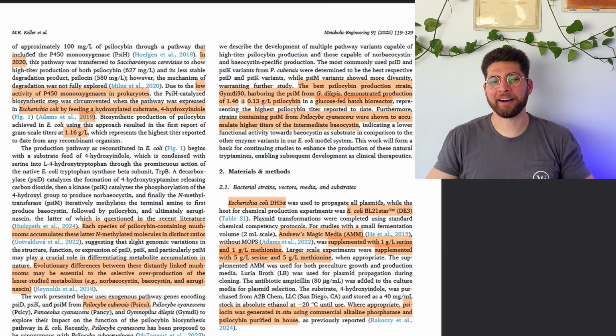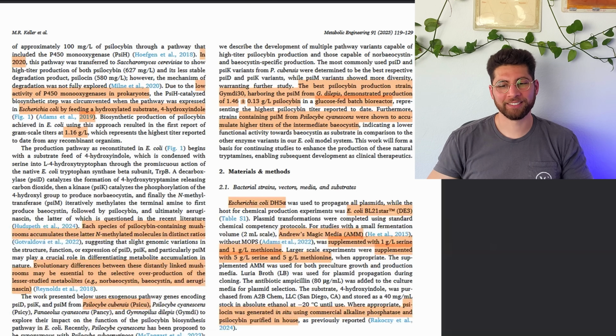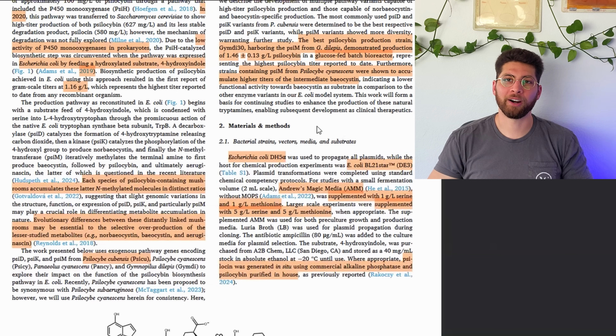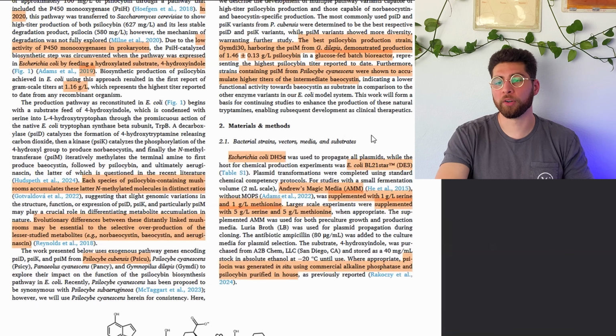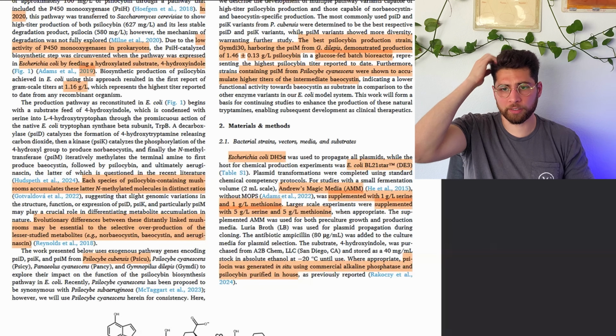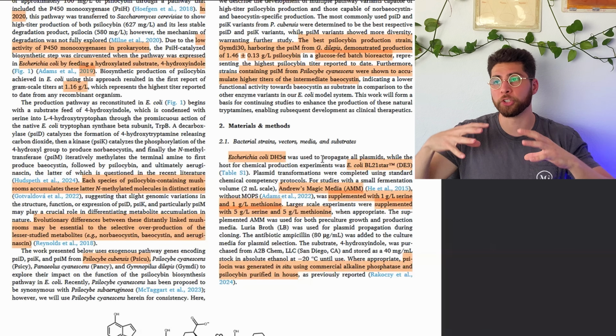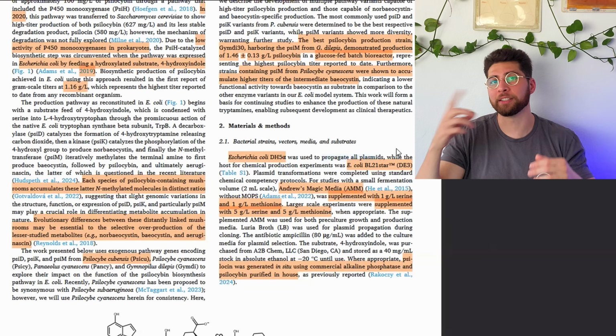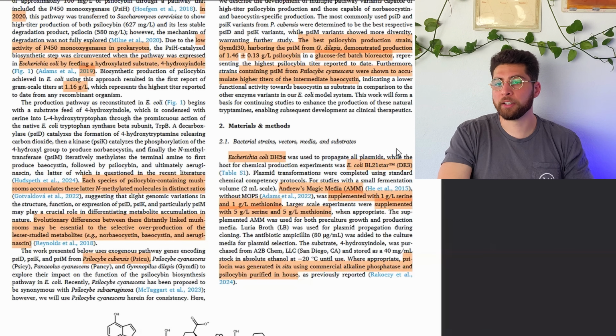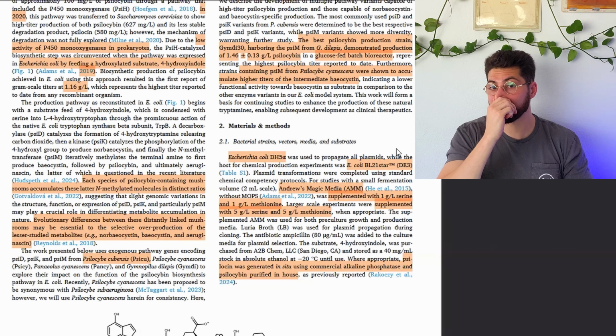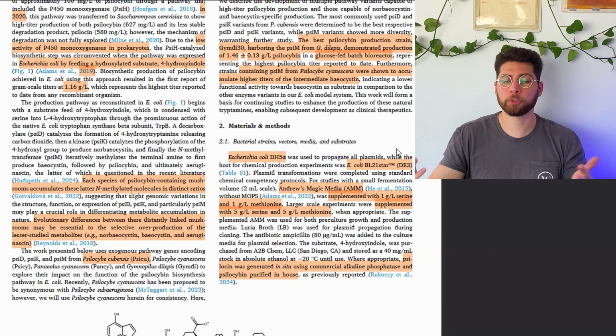Some people get mad in the comments when I don't go over the methods, but these details are often silly to talk about in a video, but I will briefly go over some of the details. They're using two different strains of E. coli here. This DH5 alpha strain is commonly used to just produce plasmids, to produce these DNA cassettes. And then BL21 star is a common strain that's used for protein expression.